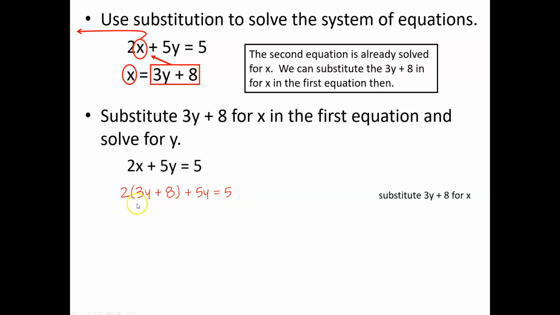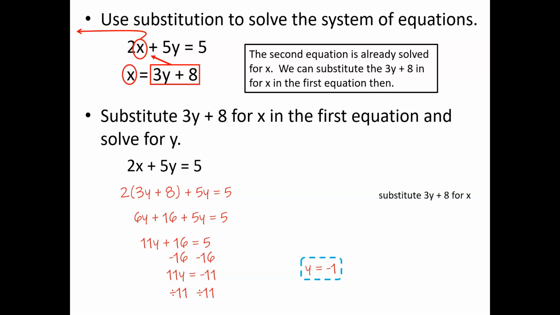We already know how to solve this. The first thing we're going to do is distribute that 2 to what's in the parentheses, and we get 6y plus 16 plus 5y equals 5. So we're keeping this part the same. Then we combine our like terms. Then we can subtract that 16 to the other side. We get 11y equals negative 11. Divide both sides by 11, and we get y is negative 1.